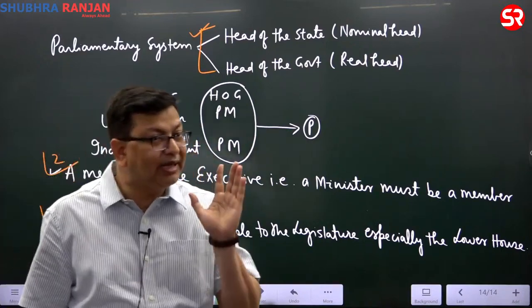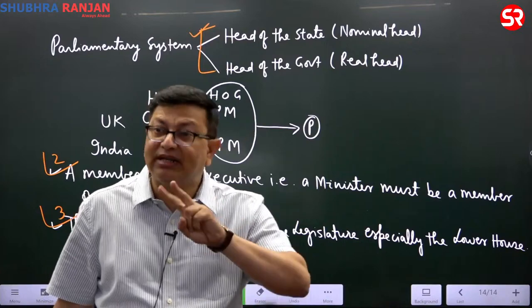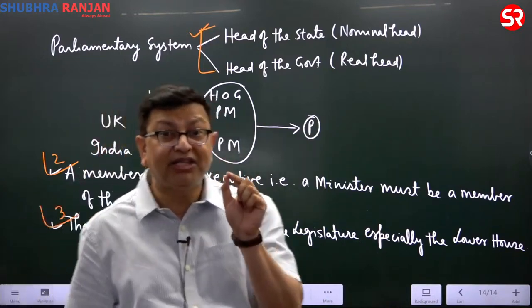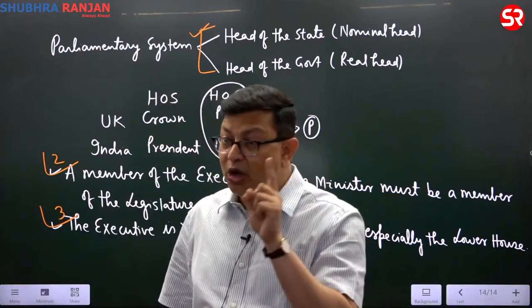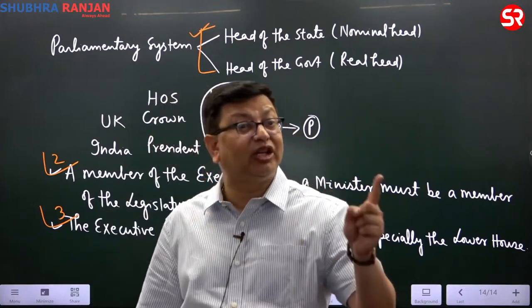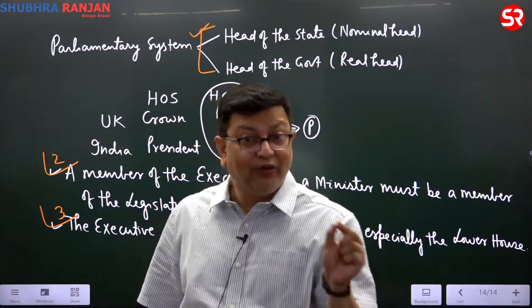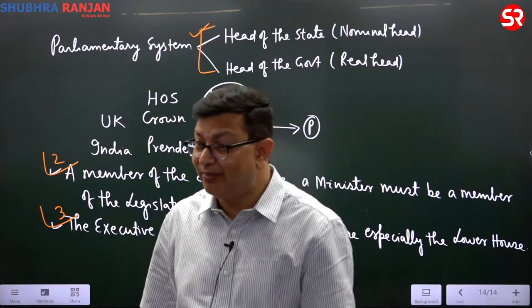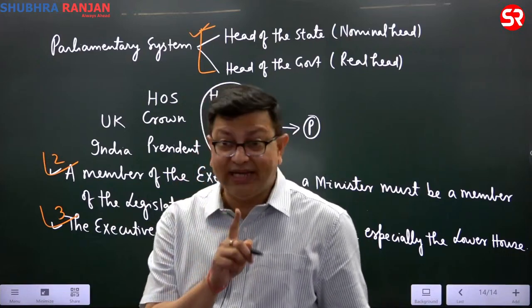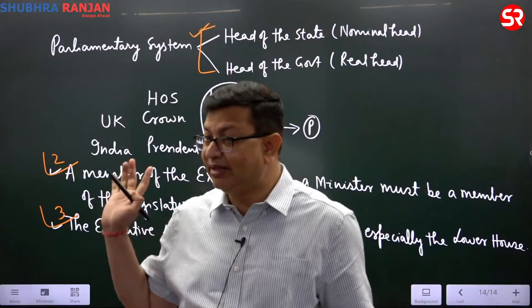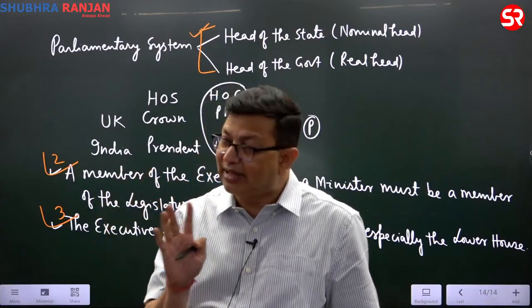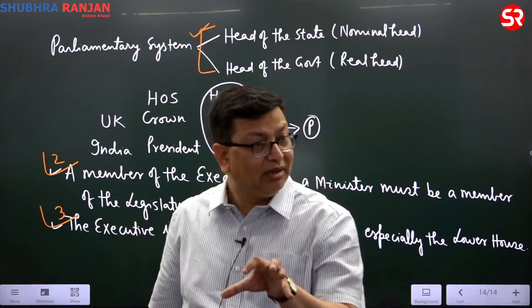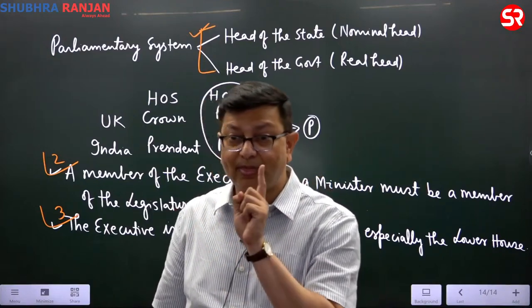If you read only this much and go, UPSC every alternate year asks questions. Which of the following is a feature of a parliamentary system? Which of the following is not a feature of the parliamentary system? Which of the following are the features of the parliamentary system? 1 and 2, 2 and 3, 3 and 4. Such questions will be there. And if you read these 3 and go, your work is done. So you need to be very much focused from the examination point of view.